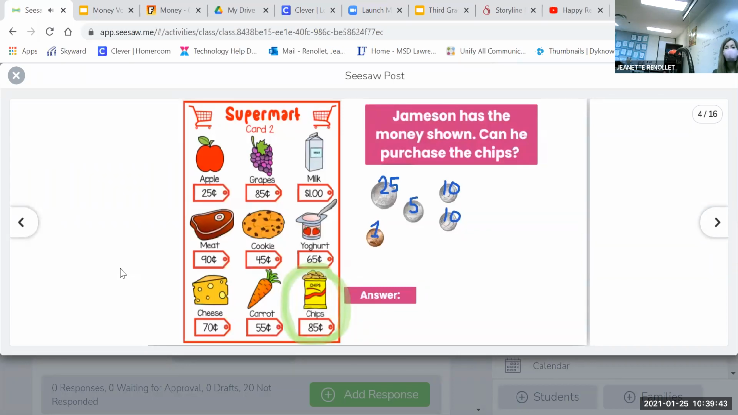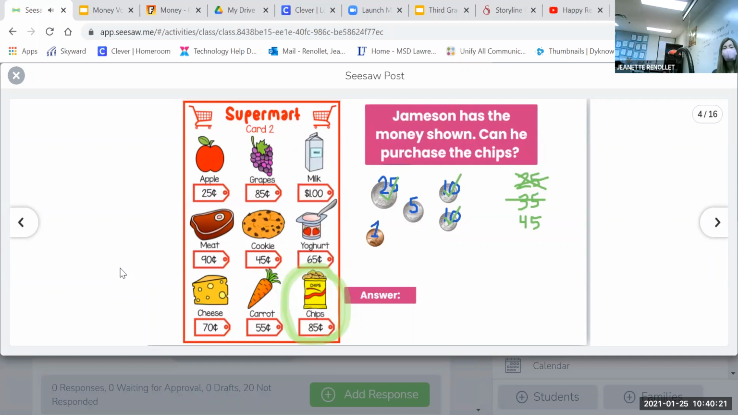And now I can find the sum. I can add it together to find how much money Jameson has. So I notice he has 25 cents. I'm going to count on 25 plus 10. I'm now at 35. Cross out my old information. Now I have 35 cents. I'm going to add 10 more. And cross off my old information. Jameson so far has 45 cents.